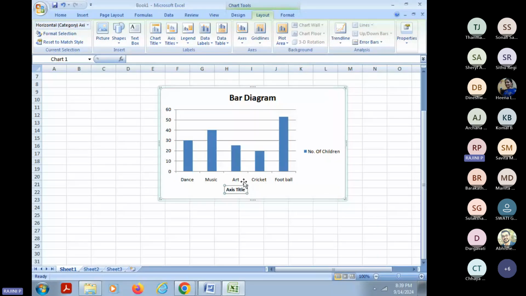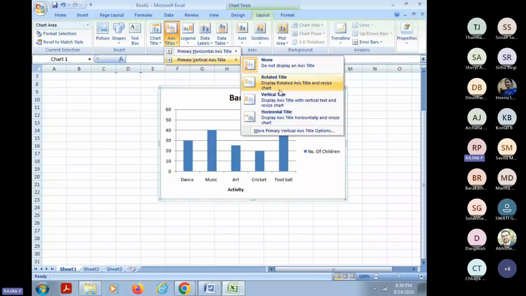So what is the meaning of this? Here I'm taking on x-axis activity. What is a characteristic, what is a variable you are using, that you need to mention. Then you just click on the graph, go to the chart tools, layout and axis title, primary vertical axis title. In this one, you can select any one.